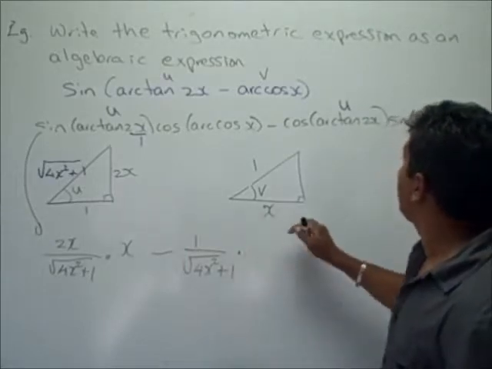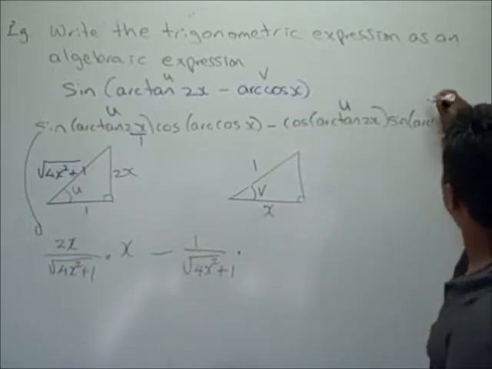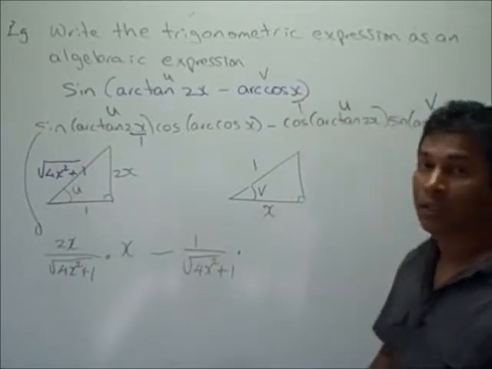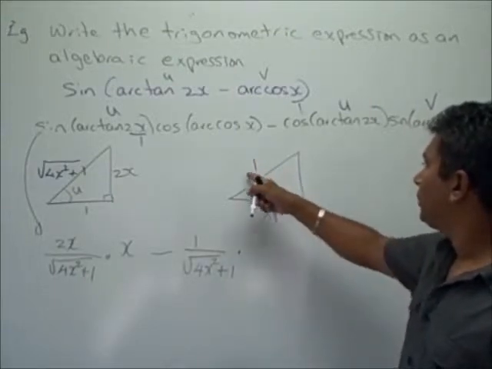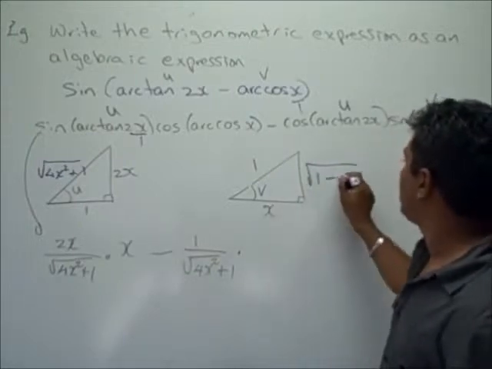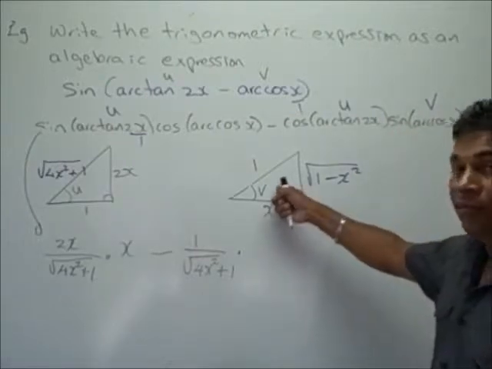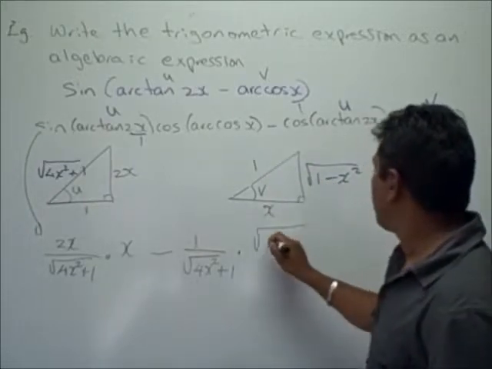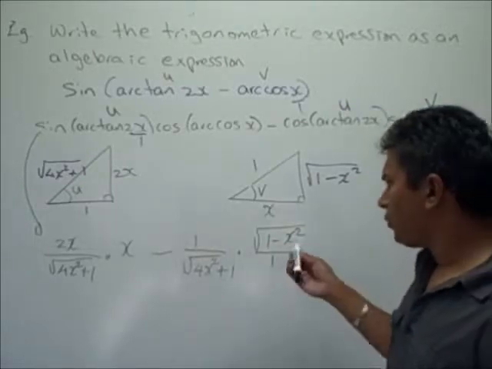We're going to multiply that by the sine of the arccosine of x. This is our v. Here we know cosine of v, which is x, would be the adjacent over the hypotenuse. So if this is our adjacent, this is our hypotenuse, and the opposite side would be the square root of 1 squared minus x squared. So now we can find the sine of v. The sine of v is equal to the opposite over the hypotenuse. So this becomes the square root of 1 minus x squared all over 1.